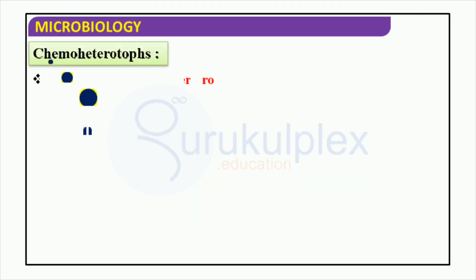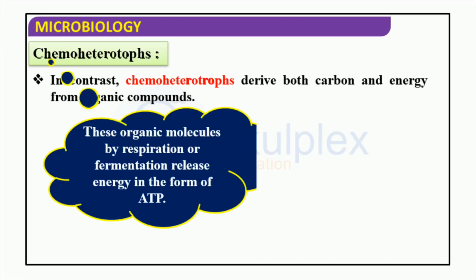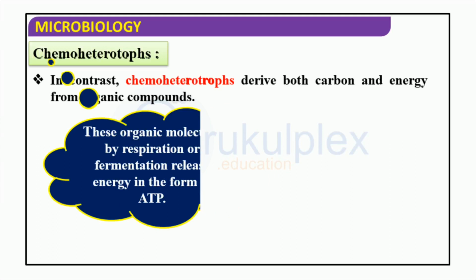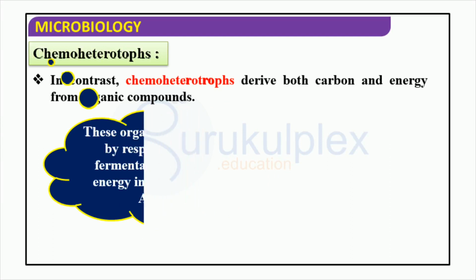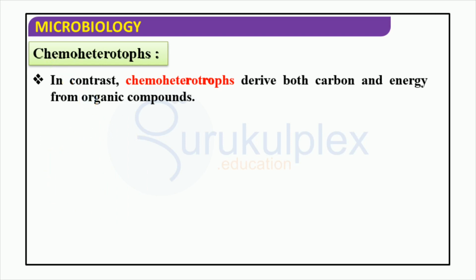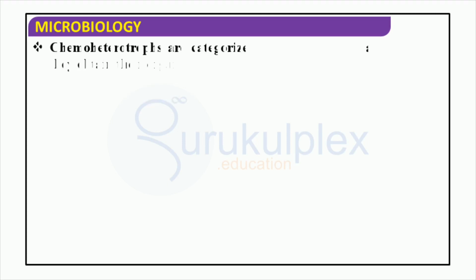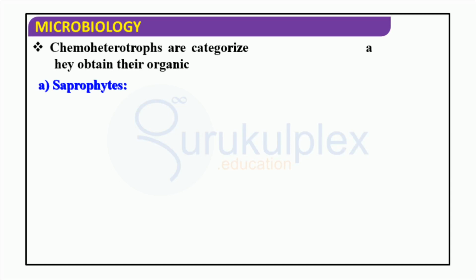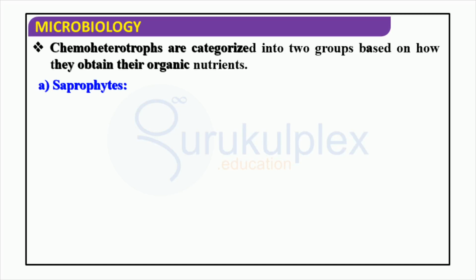Bacteria can be divided into two groups: chemoheterotrophs and photoautotrophs. Chemoheterotrophs depend on organic compounds for both carbon and energy. These compounds are broken down through either respiration or fermentation, releasing the energy in the form of ATP, thus enabling the bacteria to carry out the necessary metabolic processes for their survival. An understanding of the two types of chemoheterotrophs is essential in the field of microbiology.